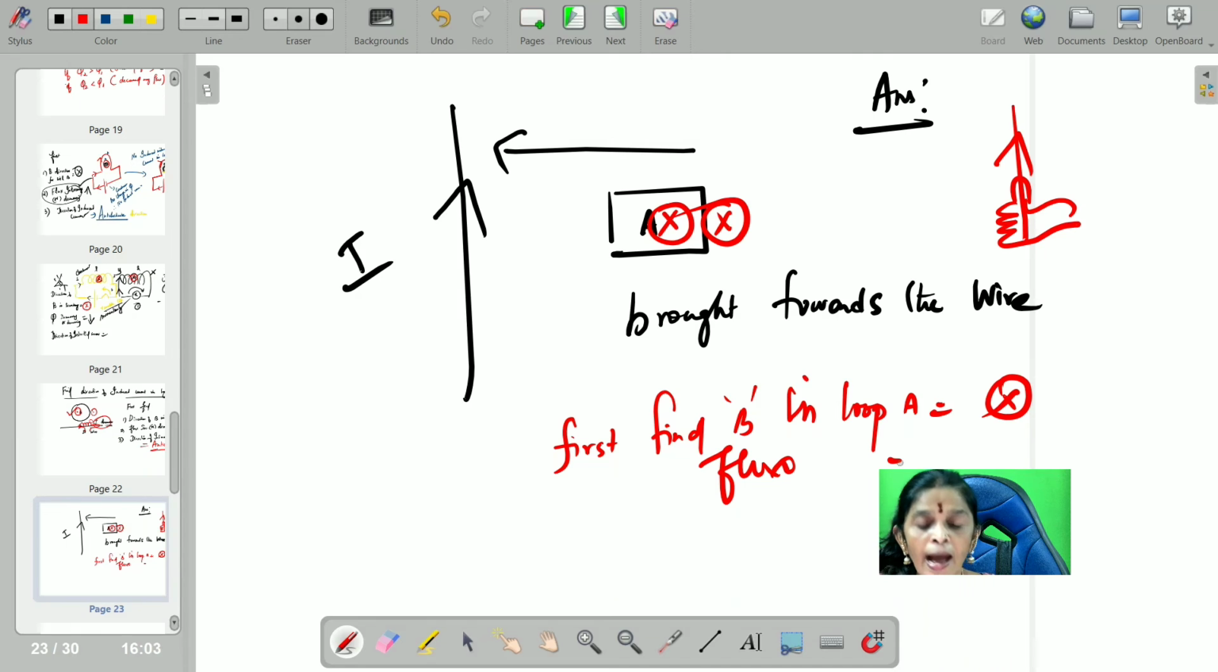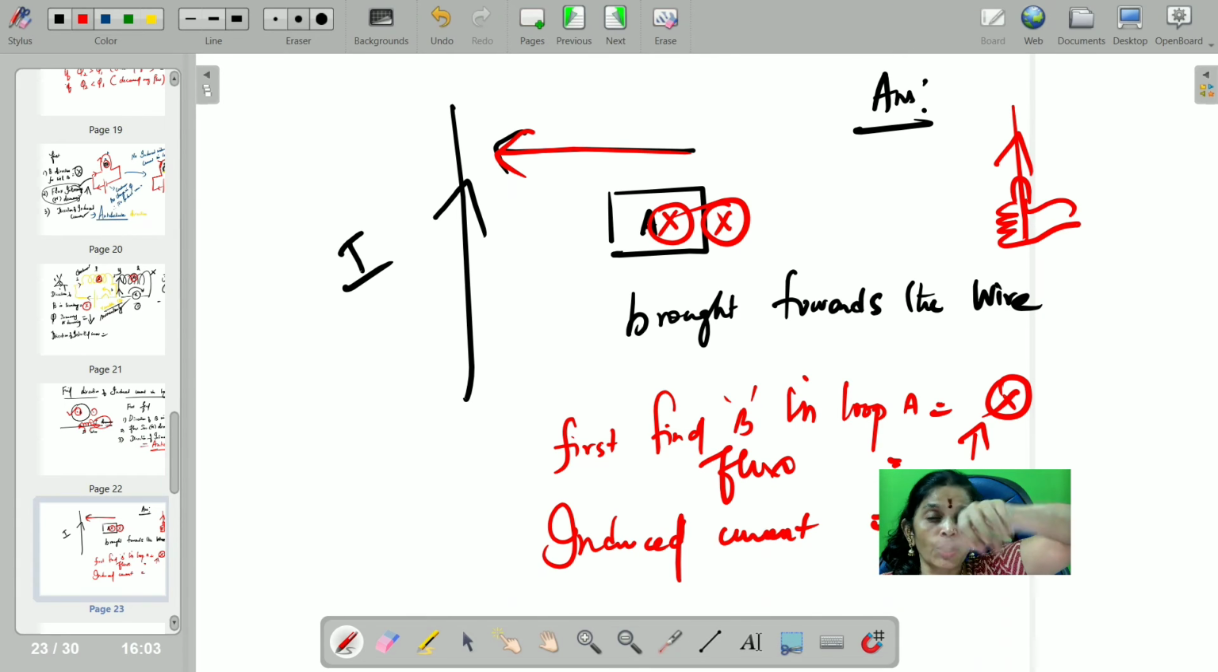Flux, what happened? As you are bringing the loop towards the wire, flux increases. Therefore, what is the direction of induced current? Use the right hand thumb rule again. Which is the current when you are using it? Correct. Fingers are the current, thumb is the magnetic field. So magnetic field is inwards and my fingers represent the current, that is clockwise. Since the flux is increasing, anti-clockwise.